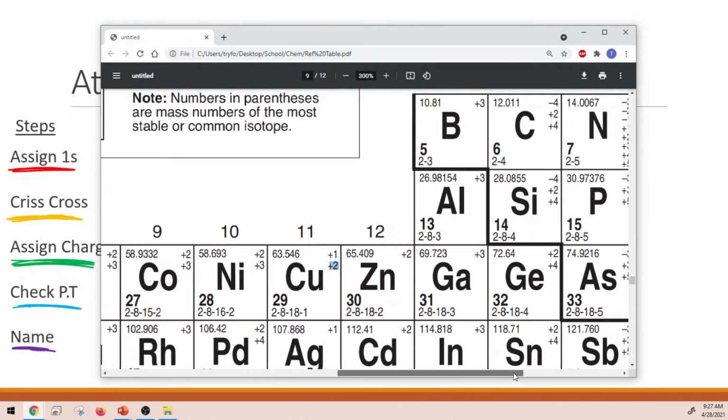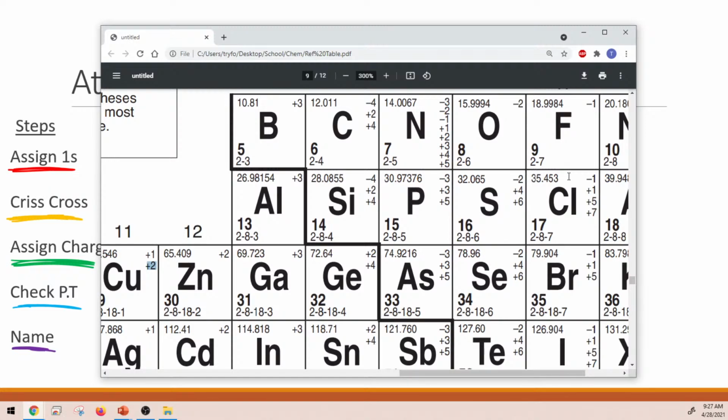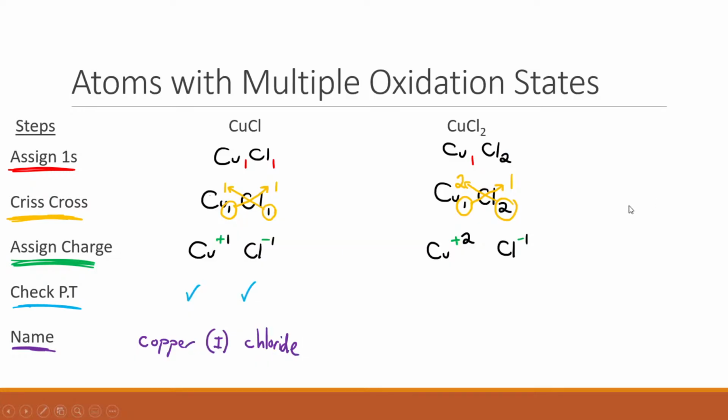Does chlorine have a -1? We know already, because we just checked it, that chlorine has a -1, but just to be safe, we double check again. And so again, we get two things that match the periodic table. Check, check. Because those both match, we can move on to our name.